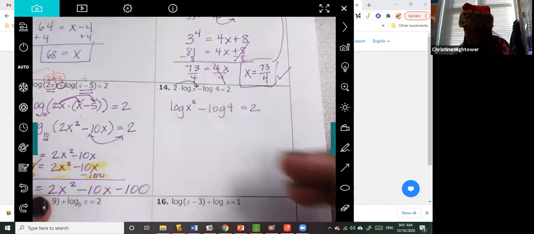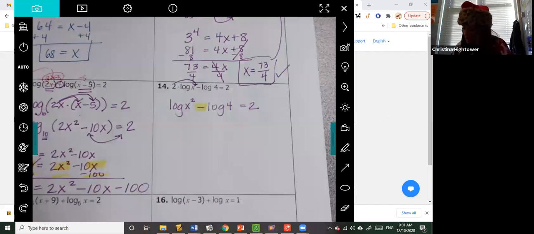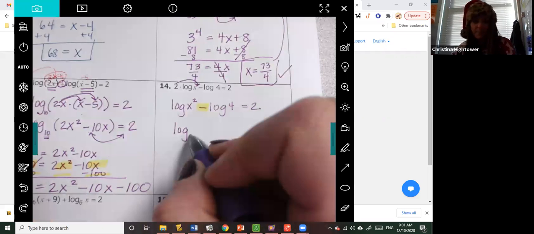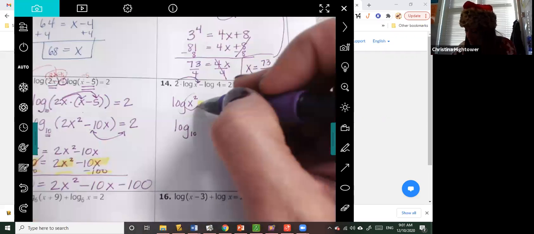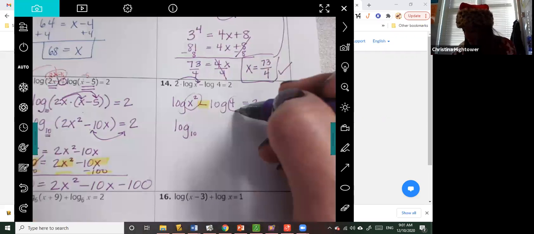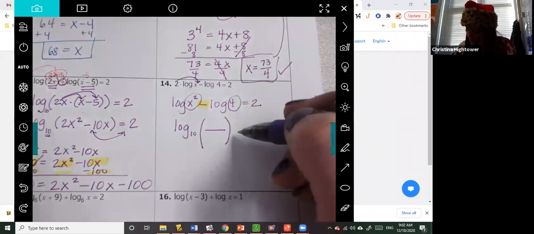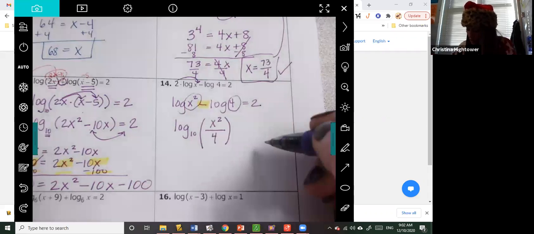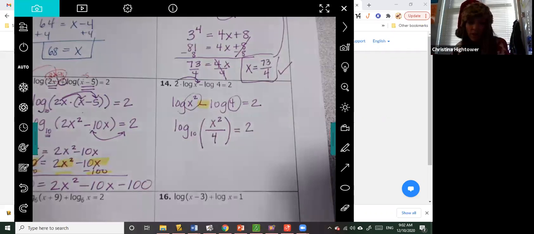Now this minus symbol in the middle when you're trying to condense becomes division. So I have to rewrite the log. I'm going to put a base 10 on it. And these two numbers have to be divided now to rewrite it as 1 log. So I have x squared all over 4 equals 2. That looks funky, but it's really not that bad. Do I have exactly 1 log here?